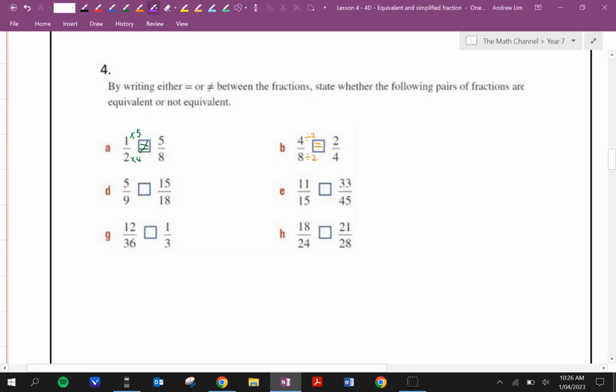Okay, let's have a look at these. So how do we turn this 9 into 18? We times it by 2. How do we turn this 5 into 15? We times it by 3. Not the same, so not equal to.